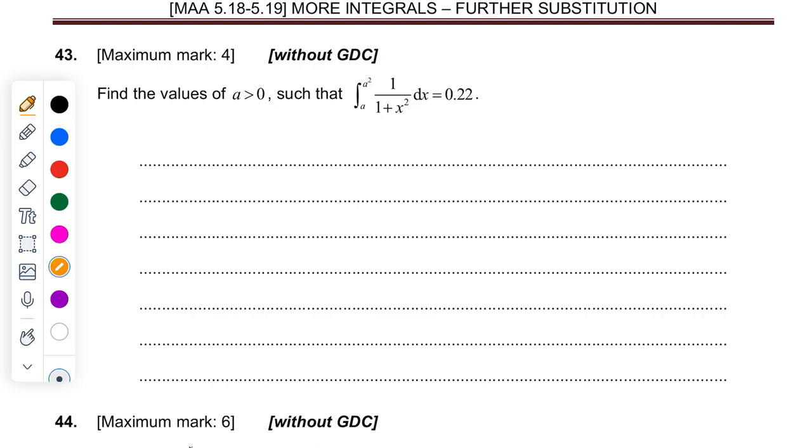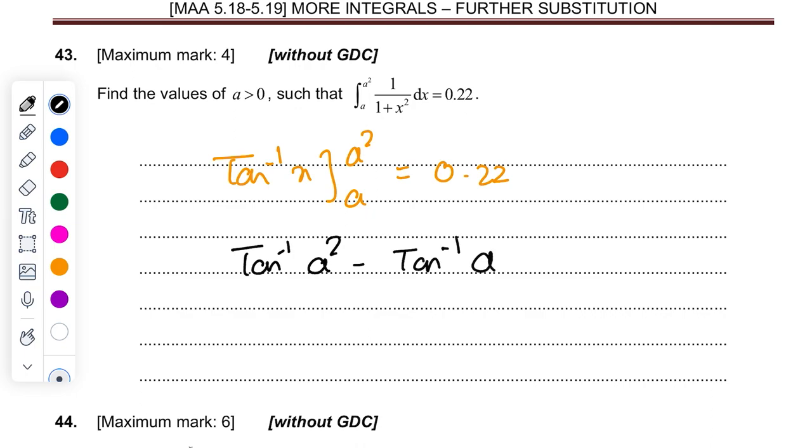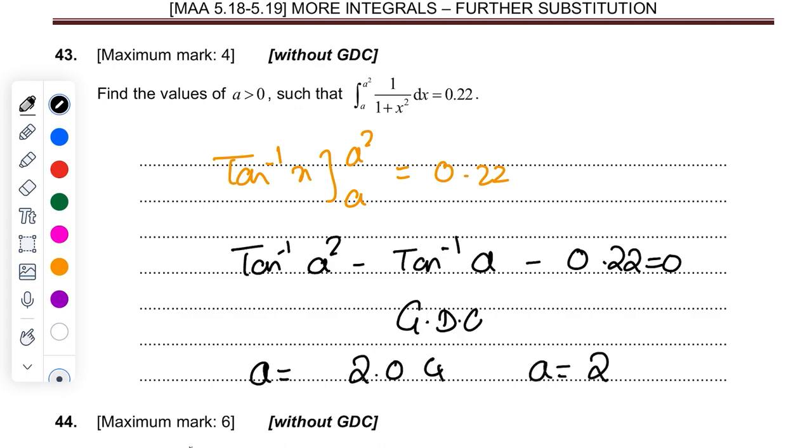So question number 43. Tan inverse of x from a to a square equals 0.22. So tan inverse of a square minus tan inverse of a minus 0.22 equals 0. Use your GDC. You will get a value as 2.04 and a value as 2.62.